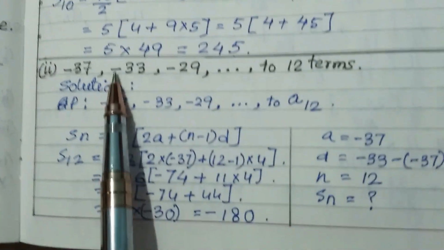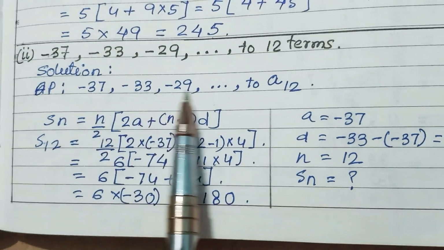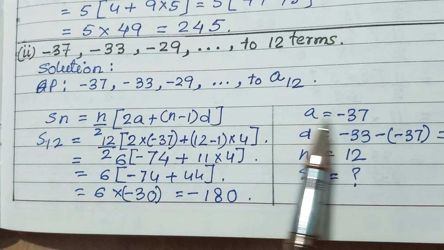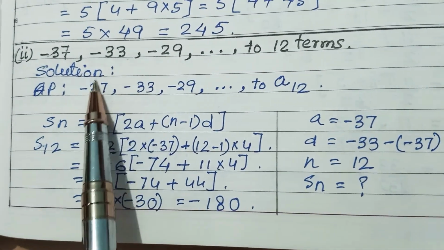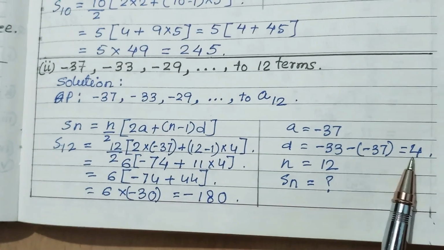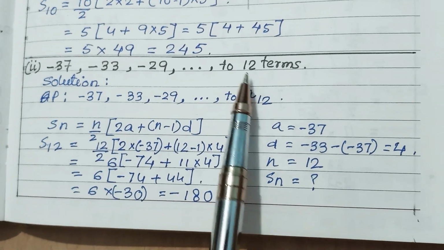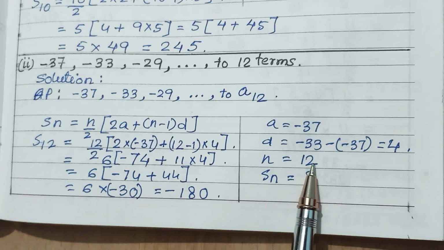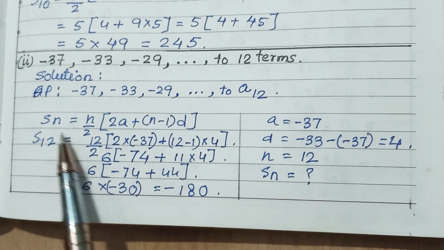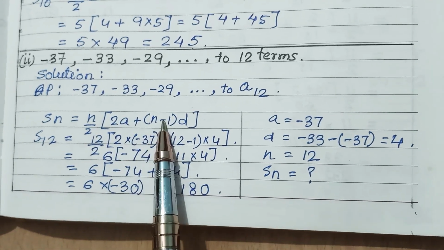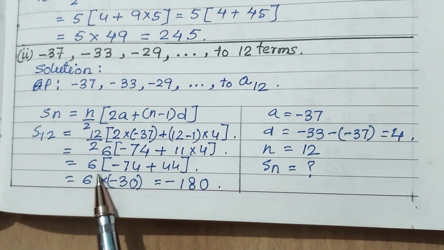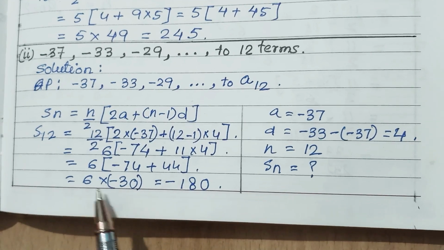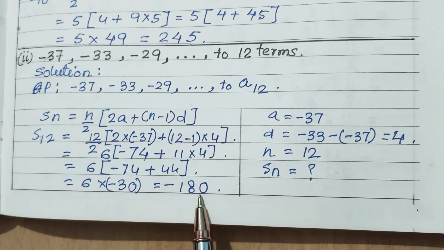Next question, the next AP is given. Here a is equal to minus 37, d is equal to minus 33 minus of minus 37, which is 4, and n is equal to 12 terms. We have to find Sn. Sn equal to n upon 2 into (2a plus (n minus 1) into d). Again substitute the values in this formula, and it is coming minus 180. It is the sum.